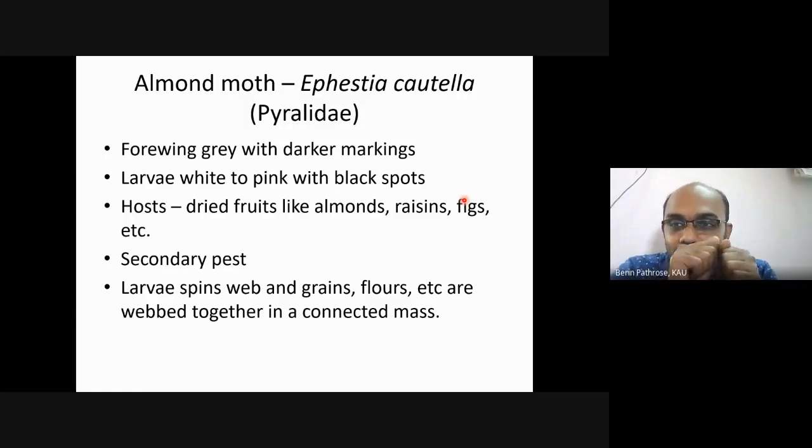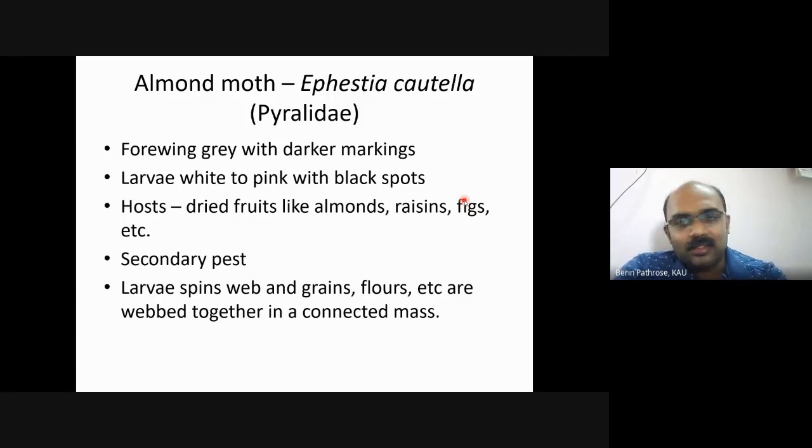We usually don't break open almonds and check whether there is an insect. What we normally do, if you have an almond, is eat it one by one without checking. But many times we have an infestation of Cadra cautella in dried fruits. That's very common. I have personal experience of it.